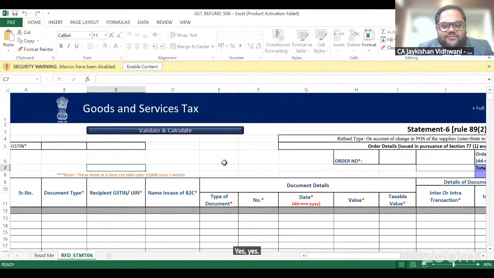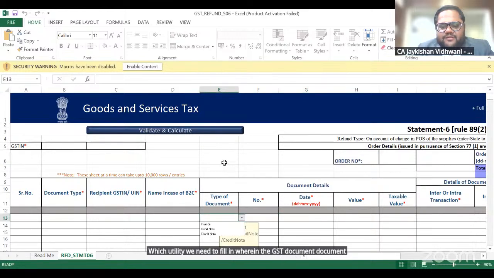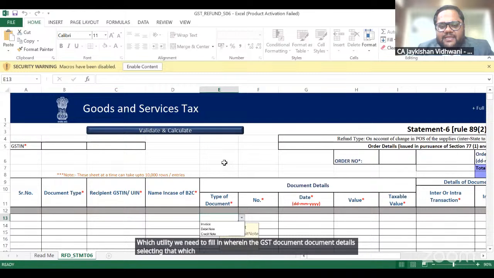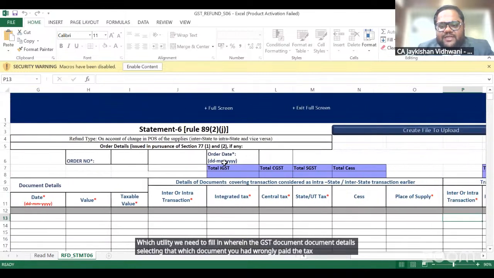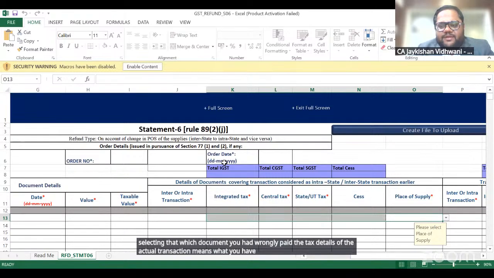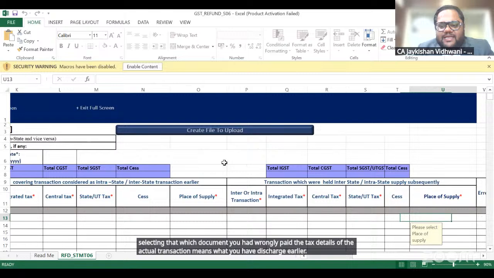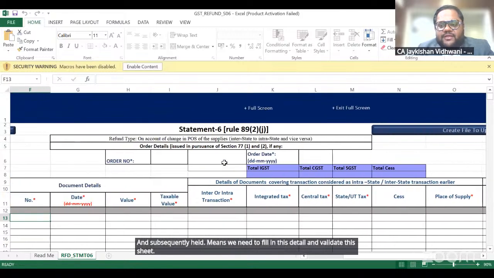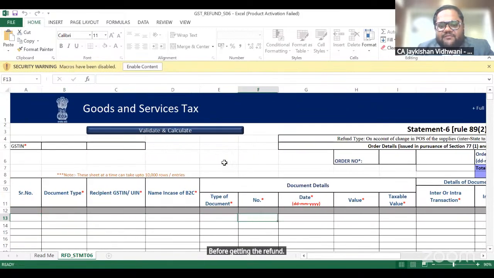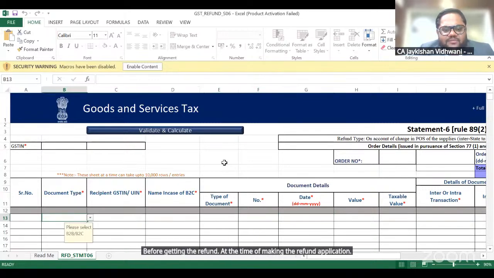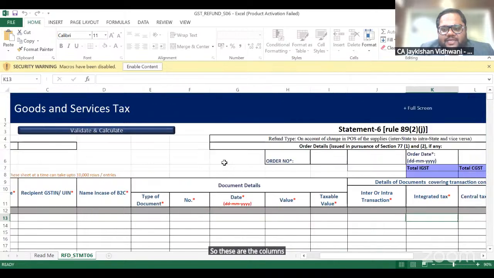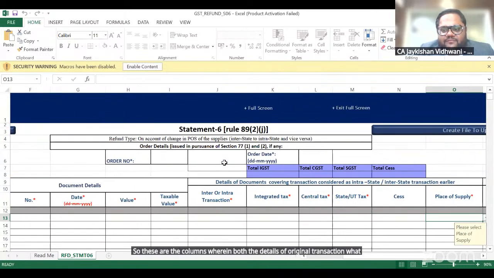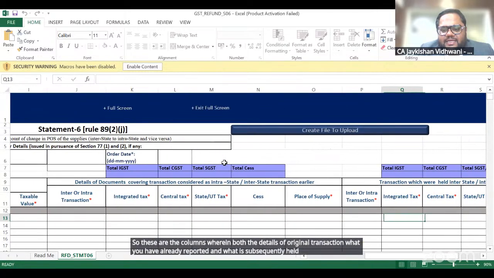Yes, yes. So this is the actual Statement 6 utility which we need to fill in, wherein the GST document details, selecting which document you had wrongly paid the tax, and details of the actual transaction, meaning what you have discharged earlier and subsequently held. We need to fill in this detail and validate this sheet before making the refund application. So these are the columns wherein both the details of the original transaction, what you have already reported, and what is subsequently held need to be reported.